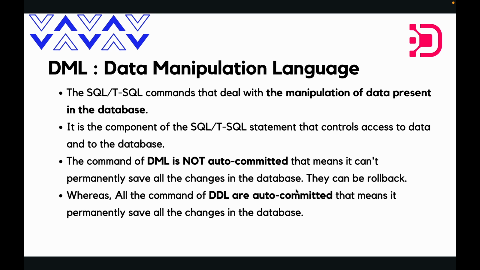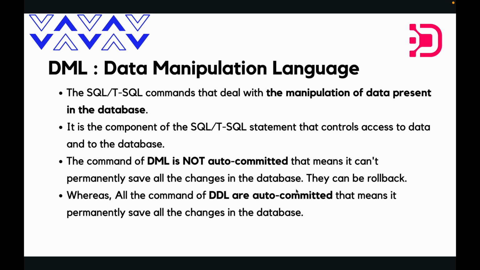The second type of TSQL statements are the DML, or data manipulation language statements. These are a group of commands that deal with the manipulation of data present in the database, and it is the component of the SQL or TSQL statement that controls access to the data and to the database. It's important to note that these DML commands are not auto-committed, which means they are not permanently saved into the database, and they can be rolled back. So basically they are not final statements, whereas the previous DDL statements are permanently saved to the database as soon as they are executed.